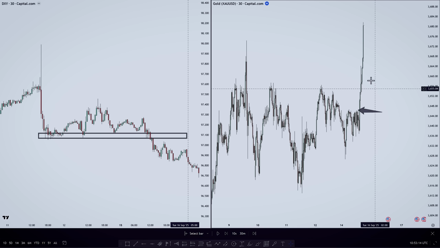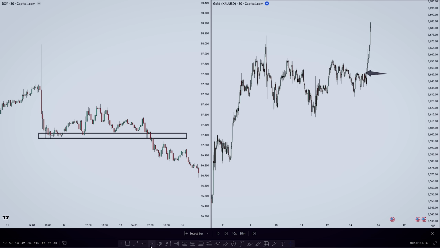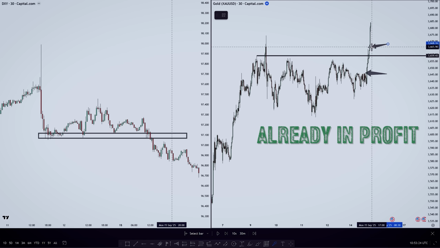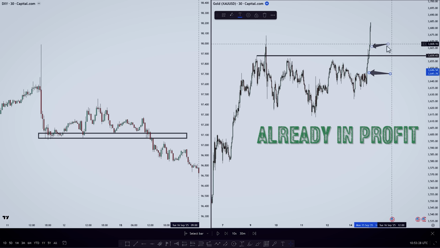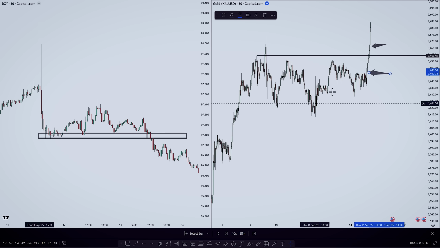Now look at gold a few candles later. See that? That's when the move really starts. That's when everyone else finally notices something is happening. But you entered here. They're noticing here. You're already in profit while they're still deciding what to do. That's your edge. You see the move before they do. You enter early. You're cashing out while they're still clicking buy.